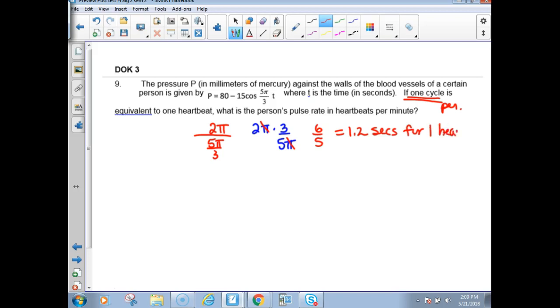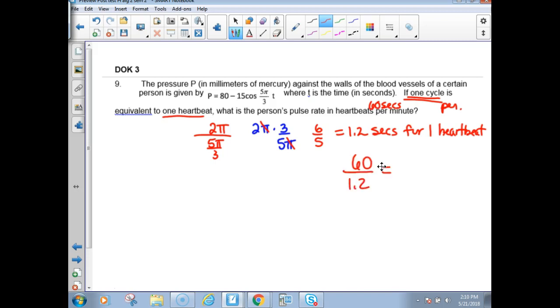It said 1 cycle is the equivalent of 1 heartbeat. If it takes 1.2 seconds for 1 heartbeat, what is the person's pulse rate in beats per minute? Well, how many seconds are in a minute? Okay, so we need to know how many beats would happen if each beat takes 1.2 seconds, and you got 60 seconds. We need to take 60 and divide it by 1.2.